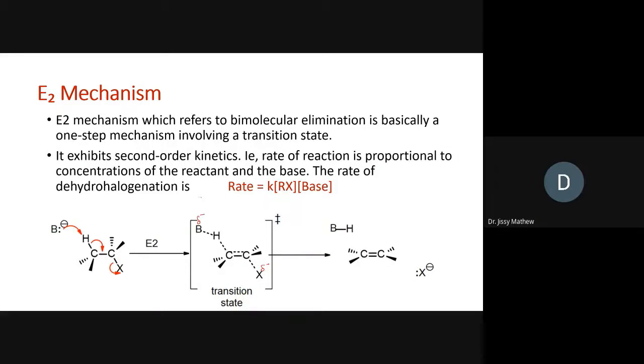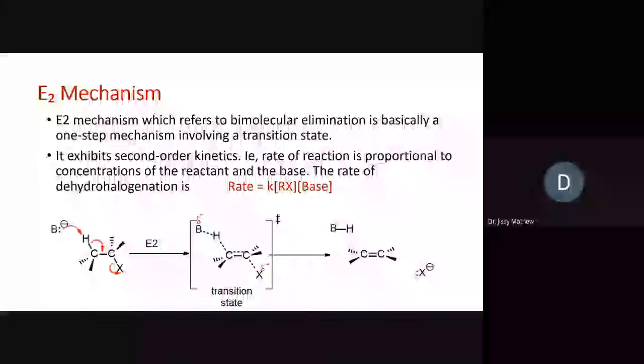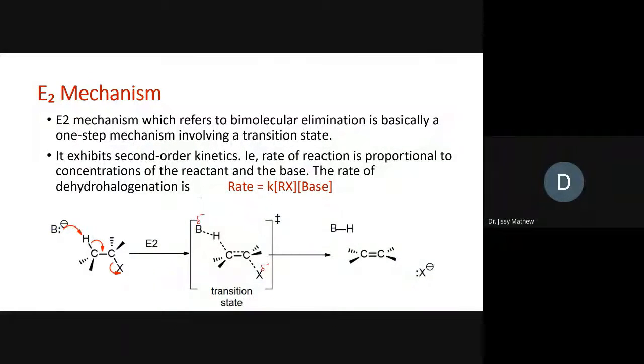So that is bimolecular. And in this case, the base approaches one of the beta hydrogens. This is alpha and this is beta. And a bond begins to form. So the base carries a partial negative charge. Then this bond weakens, a new bond is being formed and the CX bond weakens, and this is the transition state.